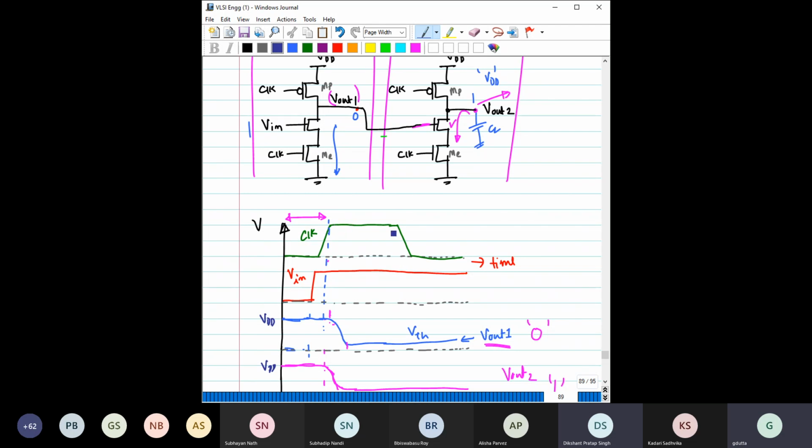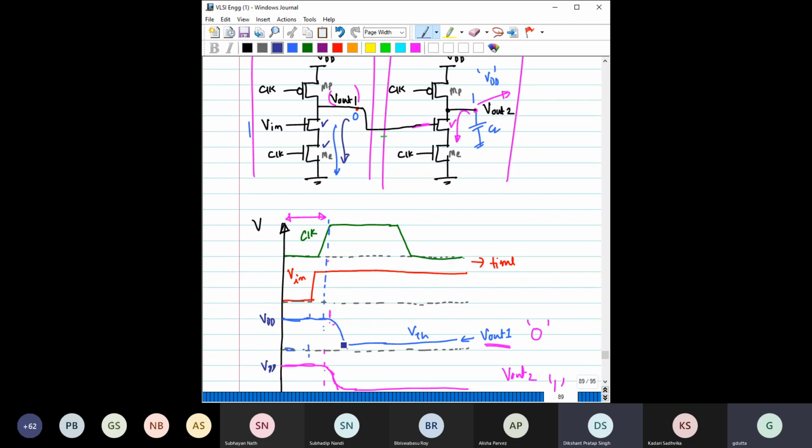Now, see what is happening during the evaluation phase. When the evaluation phase is entered, V in is already in the one state, so V in is equal to VDD. That means this transistor is on. The clock is also on, so this transistor is on. So this capacitor will discharge, but it will take some time, so it will gradually discharge.